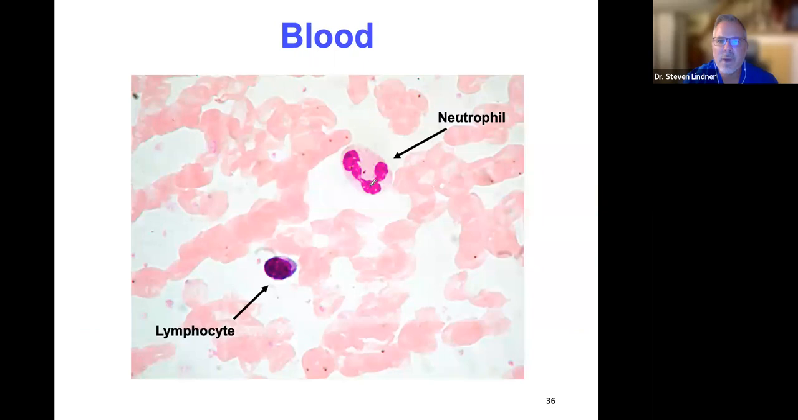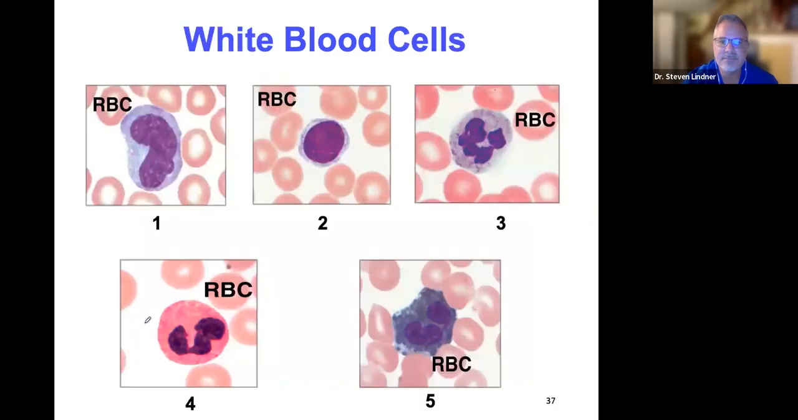This one again, 1, 2, 3, this one's got 4 heads to the nucleus. Hard to see the granules, but you could easily see the nucleus and use that as a rule. 1, 2, 3, 4, that's a neutrophil. This one, we have a nucleus that's just as big as the cell. Very little cytoplasm, that's the lymphocyte.